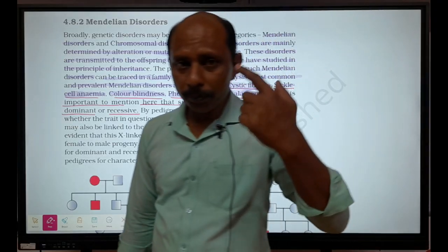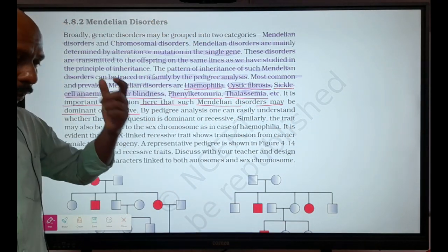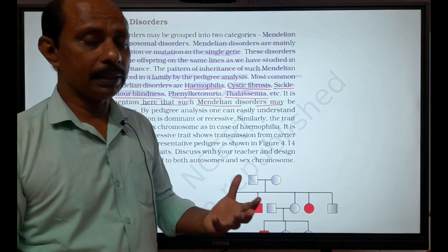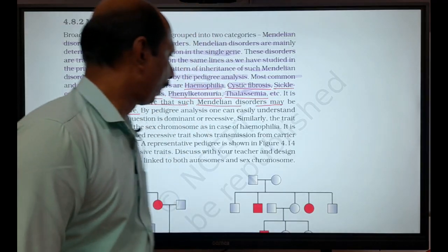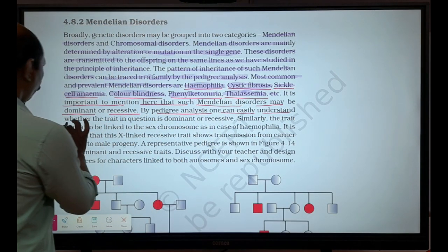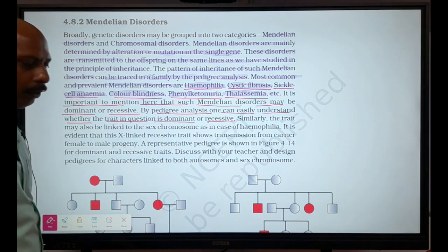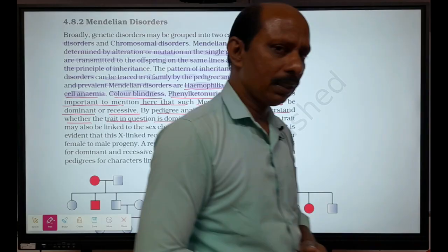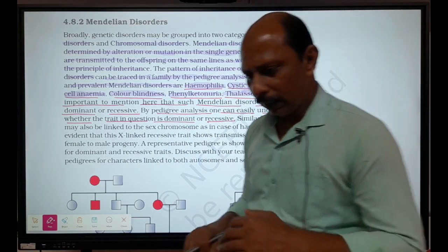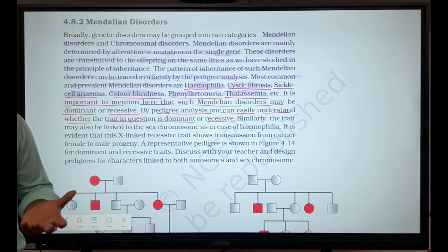When you keep this idea in your mind, then you understand whether this is a recessive trait or a dominant trait, right? By pedigree analysis, one can easily understand whether the trait in question is dominant or recessive. So when we see the pedigree analysis, we understand this is a dominant trait or this is a recessive trait. Either it is present in a sex chromosome or in an autosomal chromosome, right?